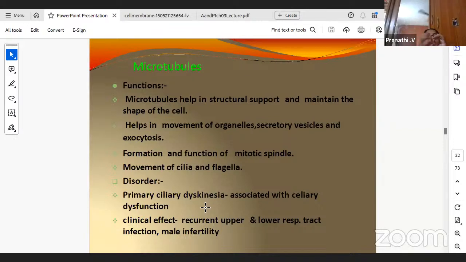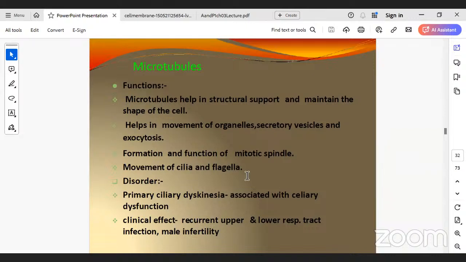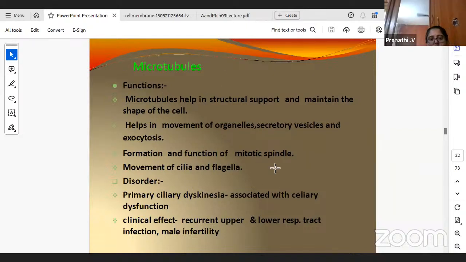And through the microtubules, there is a hollow part, right? You have movement of different kinds of organelles, different kinds of vesicles, and also if any cell or hormones are to be released, it is exocytosis that is going to take place with the help of microtubules. It is also helpful in the formation of the mitotic spindle. During mitosis, the microtubules help in the formation of the spindle fibers. And movement of cilia and flagella is also because of the tubules.